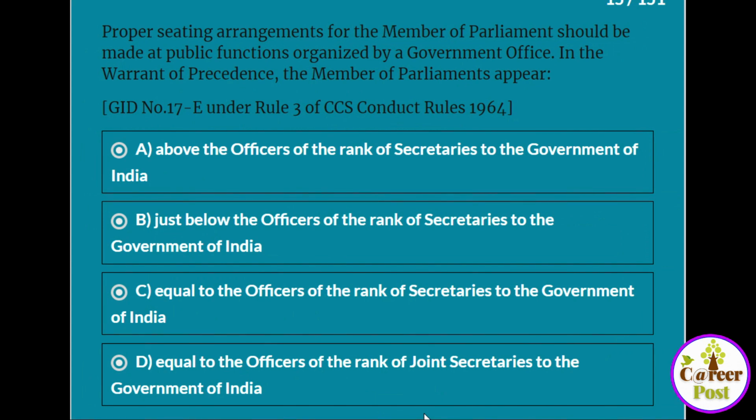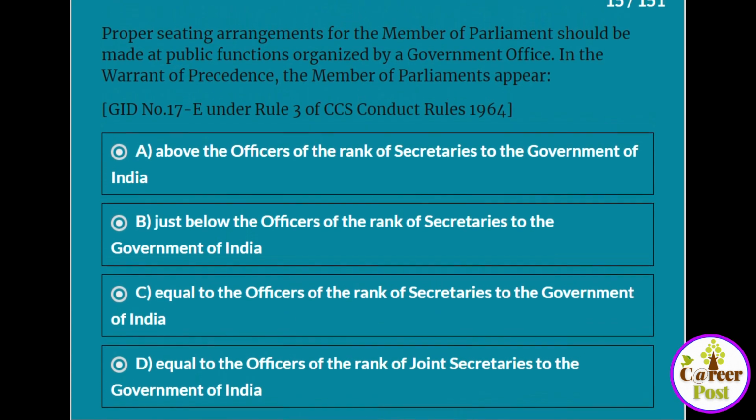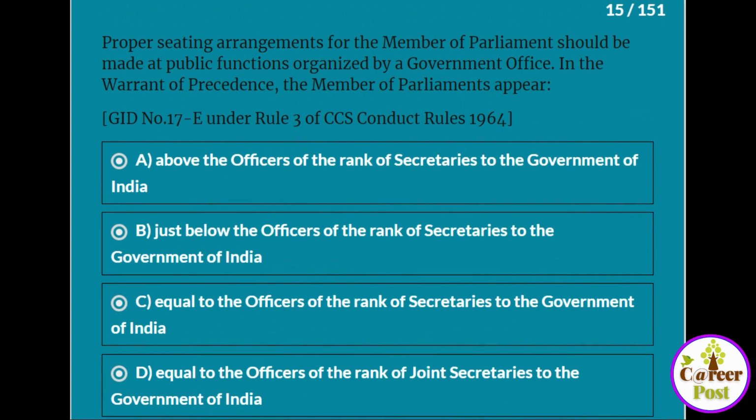Proper seating arrangements for members of parliament should be made at public functions organized by government offices. In the warrant of precedence, the member of parliament appears. That means there is a warrant of precedence based on which a VIP should be offered a place, or proper seating arrangements should be made for VIPs in any public meeting or public function.